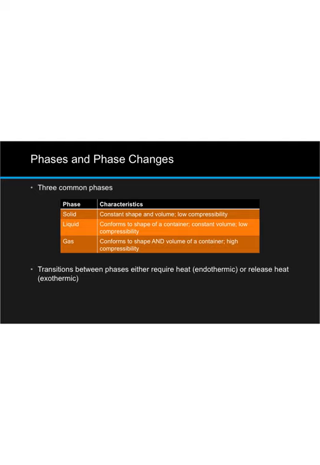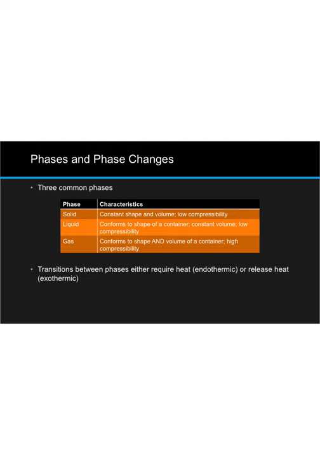Liquids do not have a definite shape. Instead, they conform to the shape of a container that they're in, but they do retain a constant volume. Particles of liquid are close together, although not quite as close as solid particles, and so liquids also have low compressibility overall. We've seen already that gases do not have a definite shape nor a definite volume. They have high compressibility because particles that make up the gas phase are far apart from each other.